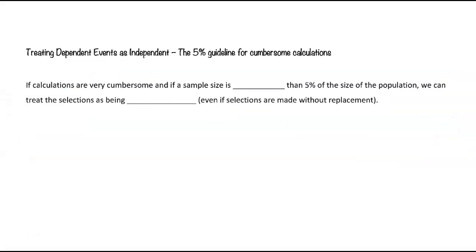When we're calculating probability, it's important that we see the difference between dependent and independent events. It definitely changes the calculations. However, when we have incredibly large data sets and we are only looking at a sample that is no more than 5% of the size of the population, we can treat the selections as being independent, even if they're not, and even if the selections are made without replacement.